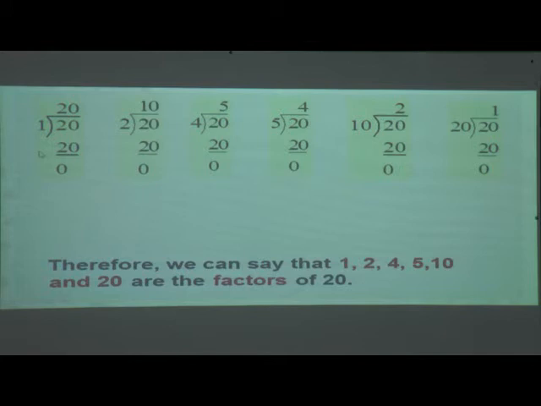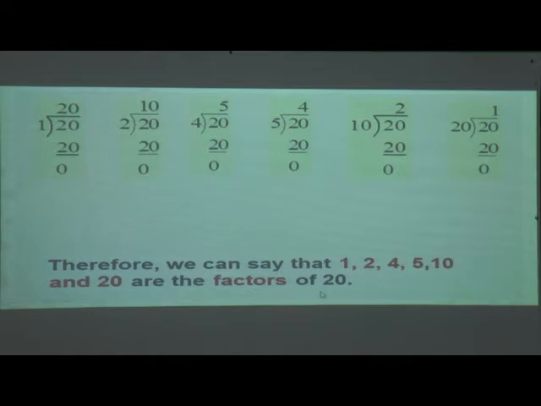So, after doing the division, we got that 1, 2, 4, 5, 10 and 20 are the factors of 20. How are these the factors of 20? Because these numbers divide exactly and leave the remainder 0. When a particular number after dividing leaves the remainder 0, we can say it is a factor of the number. So, 1, 2, 4, 5, 10 and 20 are the factors of 20.